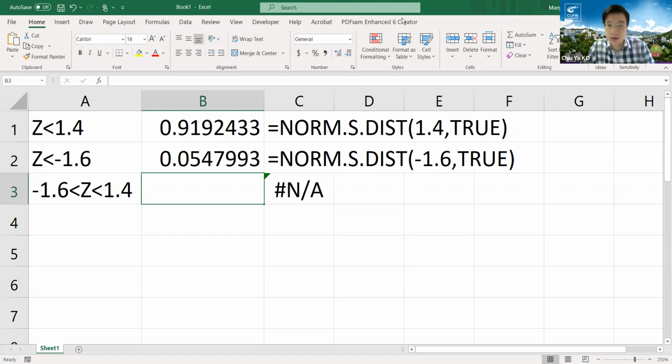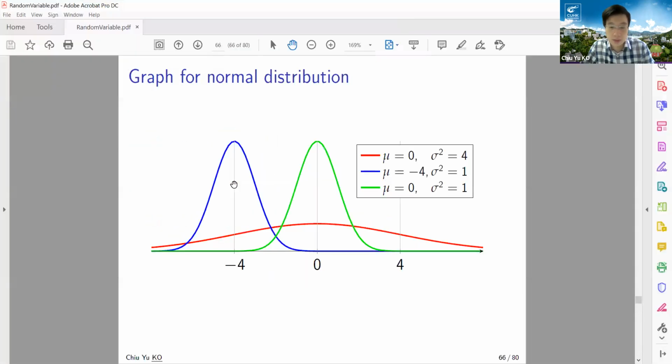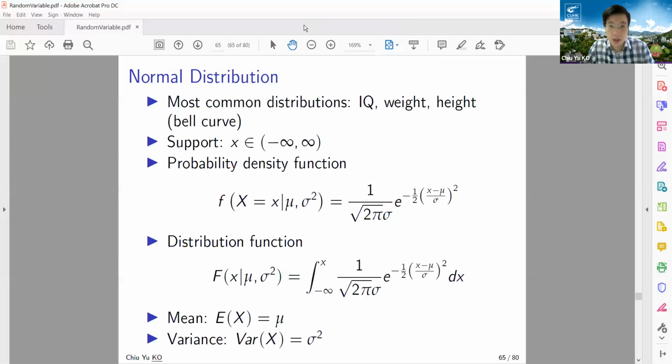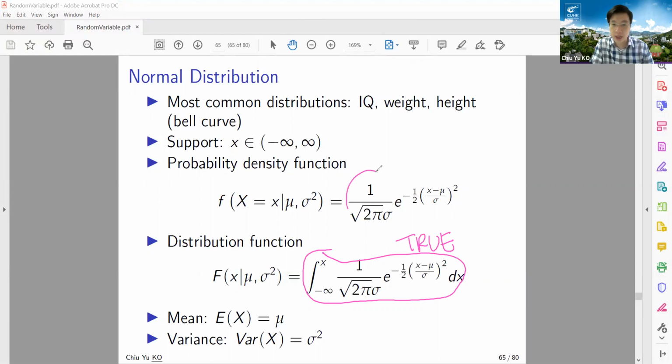Okay, so let me go back to the slide. Someone asked me what the difference is between true and false. Let me find my slide. If it's true, it gives you this value. Okay, this is true. False is this guy. Is that okay for true and false?